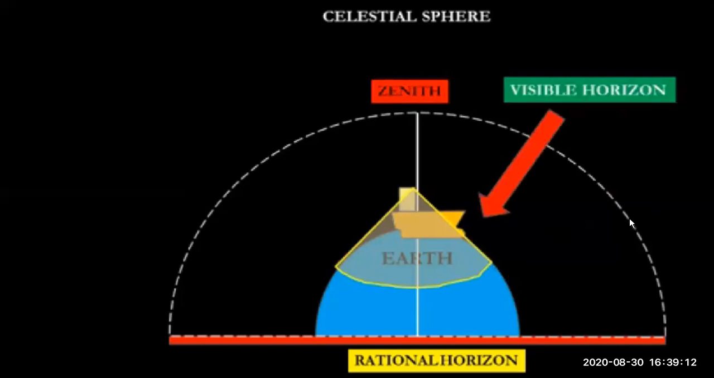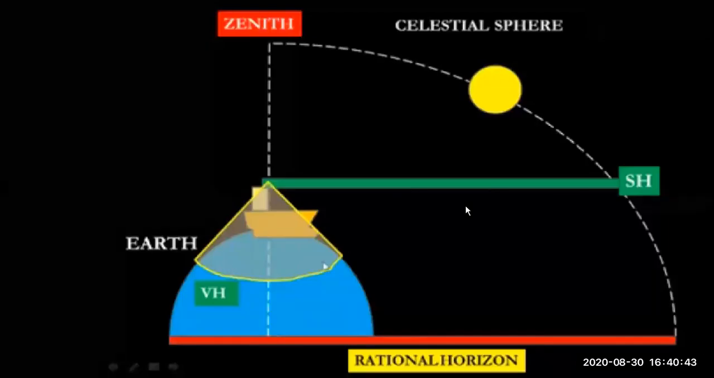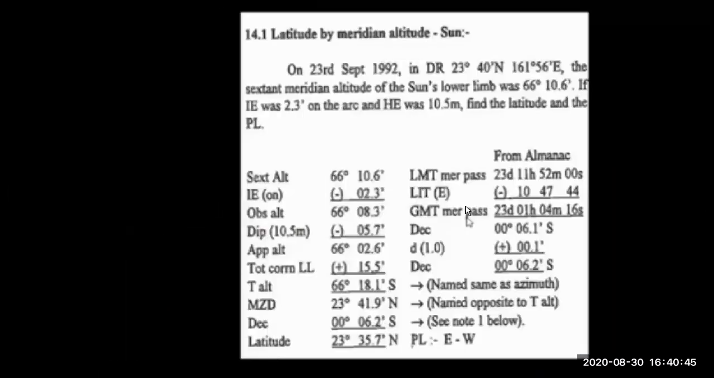So if you want to define visible horizon, the curvature of the earth, as we can see, the curvature of the earth which limits the field of vision of an observer is called visible horizon. So the limiting edge of the area is called the visible horizon, that is maximum what an observer can see. So now let's see what happens with the rational.